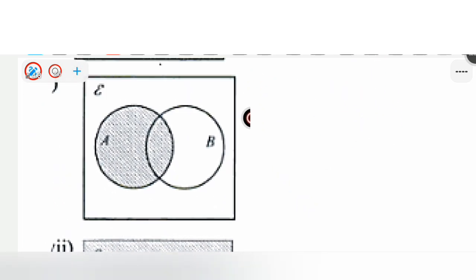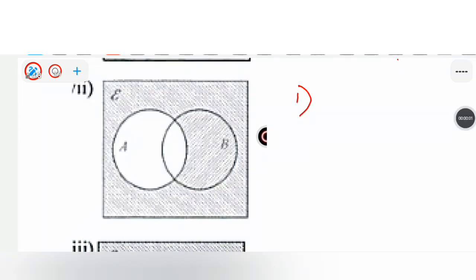Now for this other one, this one is very straightforward. You can see that the shaded part is only set A. They shaded only set A. So the answer is just A. So let's move to the next one.